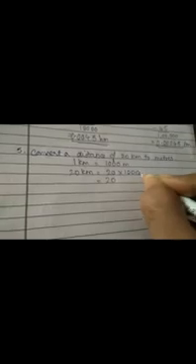Question number 5. Convert a distance of 20 kilometers to meters. Now kilometers to meters, I am going from a higher unit to a lower unit. So what do I do? I multiply. You know that 1 kilometer is equal to 1000 meters. So for 20 kilometers, I will multiply 20 by 1000. We write 20 and add the 3 zeros. So 20 into 1000 is 20,000 meters. So my answer is 20,000 meters.